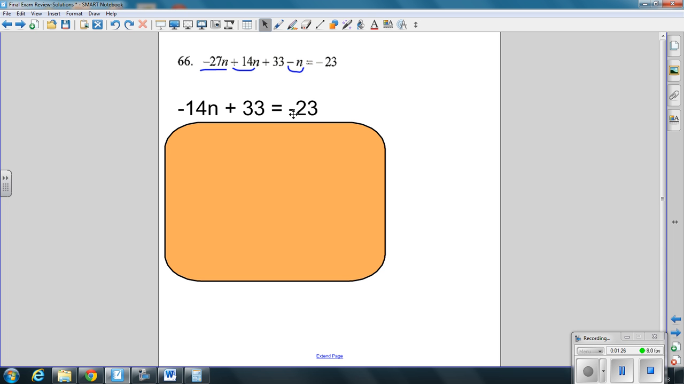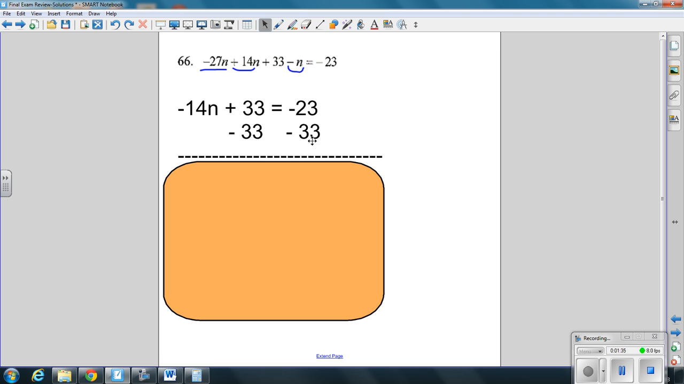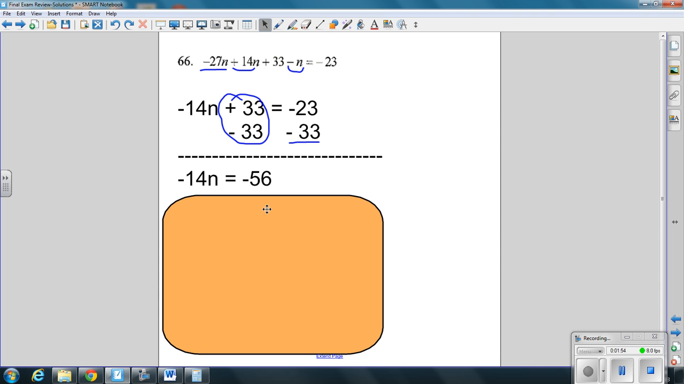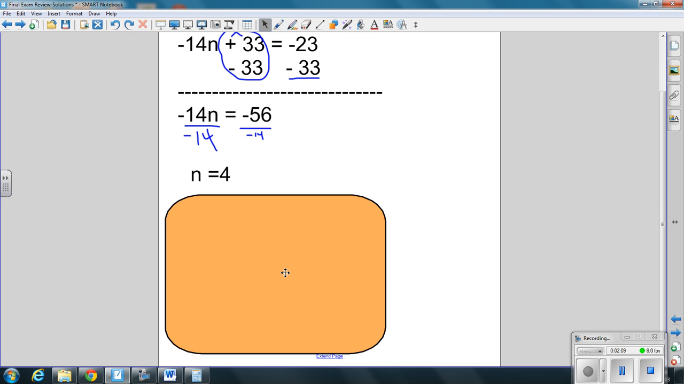Now what I want to do, since my solution is a constant, I want to combine it with this constant. So I'll be subtracting 33 to both sides. These terms here cancel out. And on this side, we add negative 23 plus negative 33 because they are both negatives. And we get negative 14n equals negative 56. Divide both sides by negative 14. And we get a solution of n equals 4.